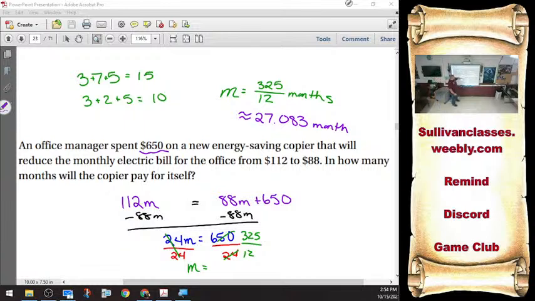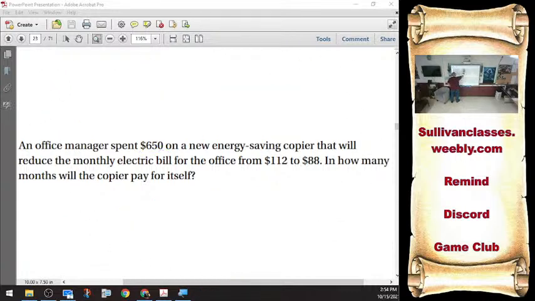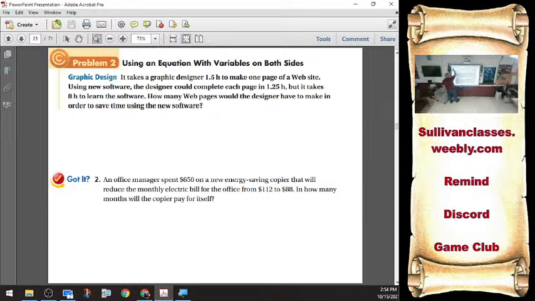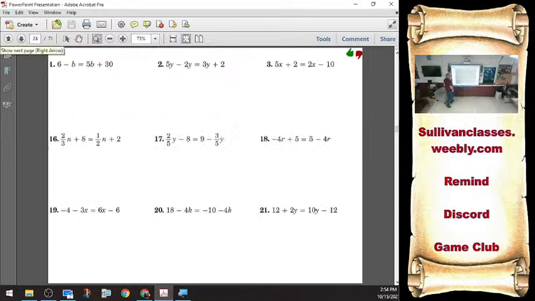Okay? If I say 325 over 12 months, I'm right. If I say about 27 months, I'm close enough. About right. Okay? I hope someone in here wrote down something to that effect.